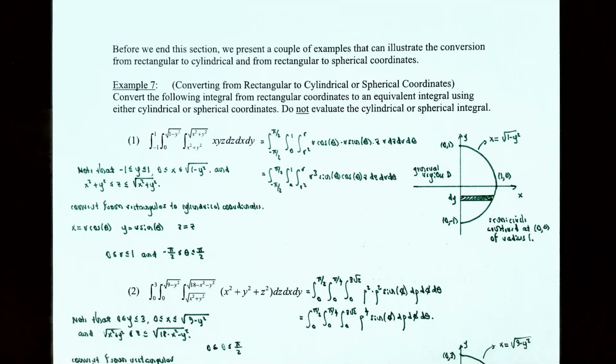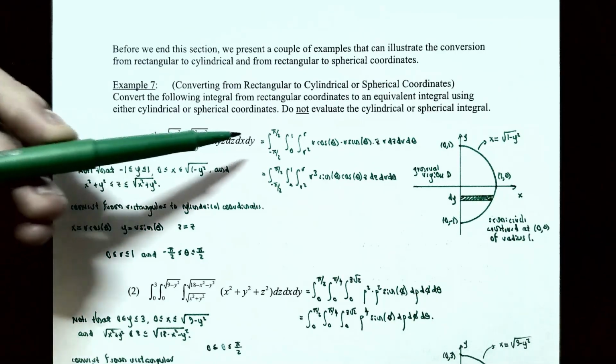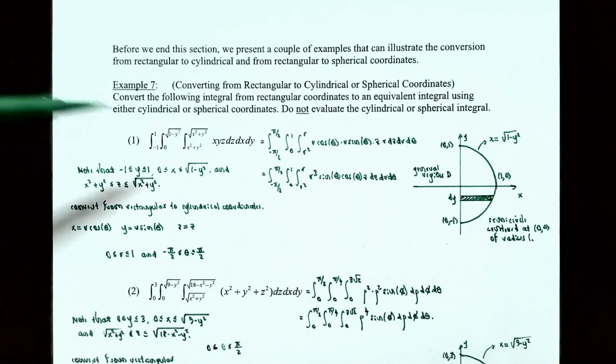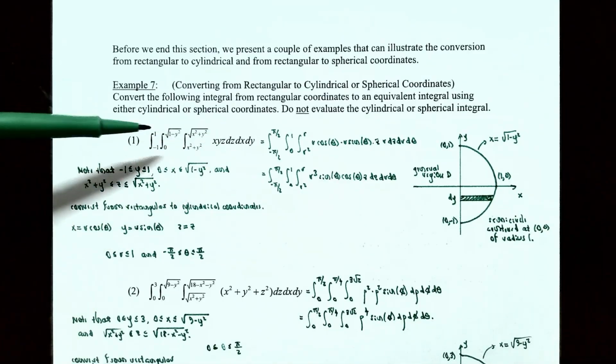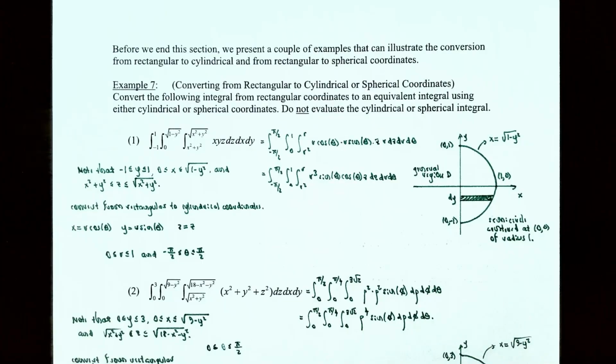So example 7, converting from rectangular to cylindrical coordinates. Convert the following integral from rectangular coordinates to an equivalent integral using cylindrical coordinates. We're not going to evaluate the cylindrical integral afterwards. So the original integral is from negative 1 to 1, that corresponds to y values. The middle integral corresponds to x values. It will be x equals positive square root 1 minus y squared, and the lower limit is x equals 0.